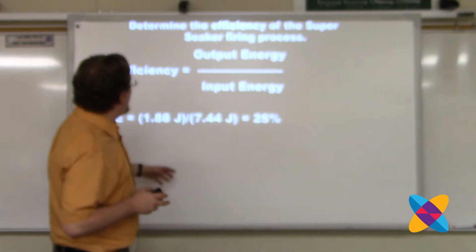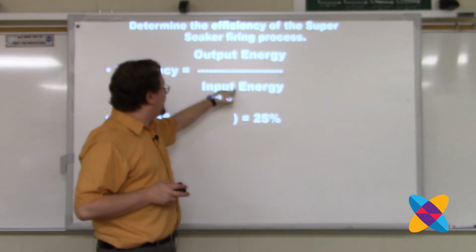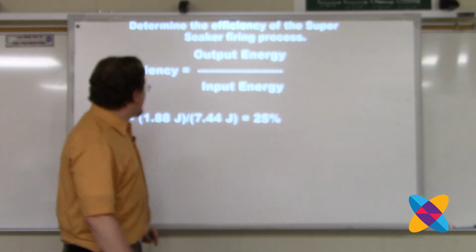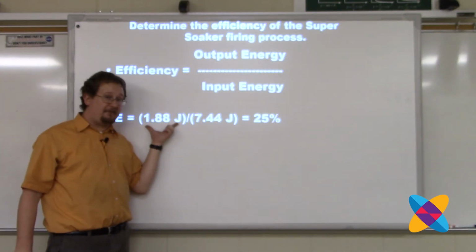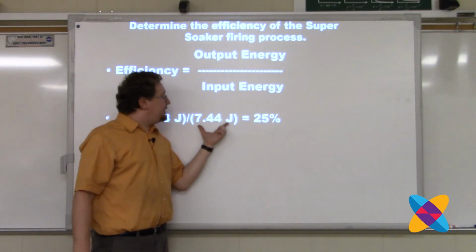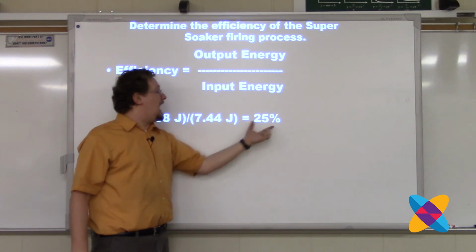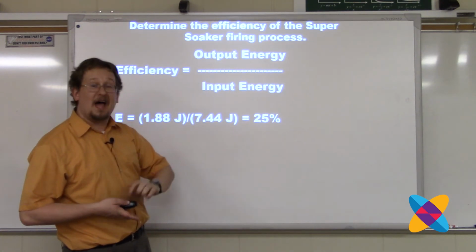And then how do you find the efficiency? The efficiency is the energy you get out over the energy you put in. What's the energy you get out? The kinetic energy, 1/2 mv squared, of all the water that came out. What's the input energy? The energy spent expanding the air in the water chamber. I got 25% efficiency. How about you?